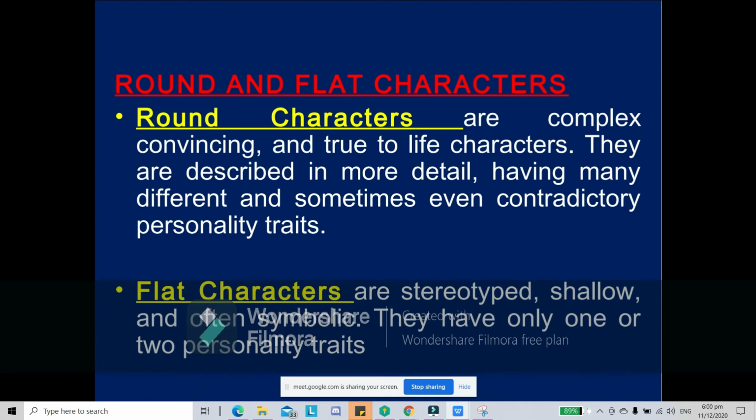The antagonist, on the other hand, from the word anti, is the character who opposes the protagonist. So do not interchange them, protagonist and antagonist.